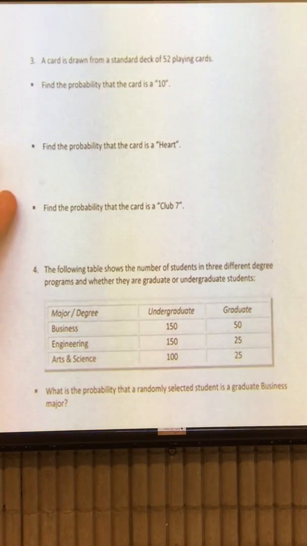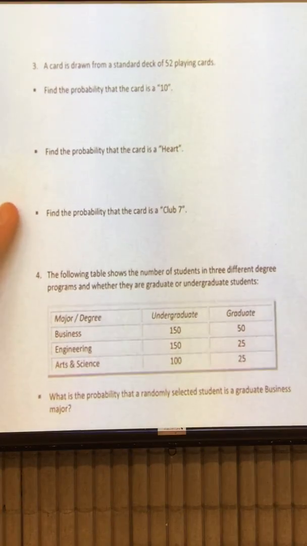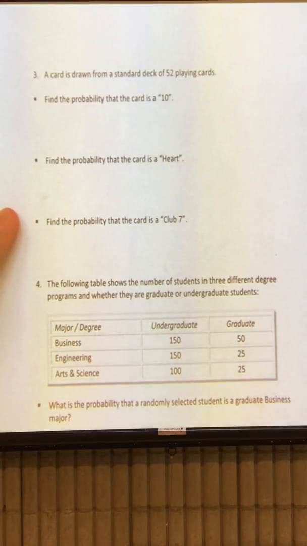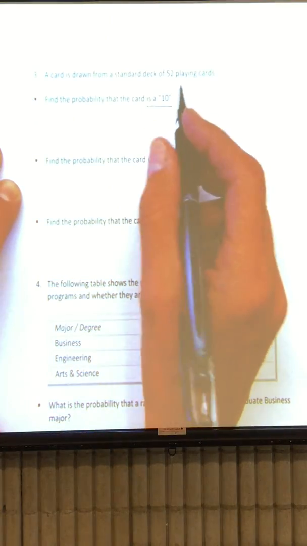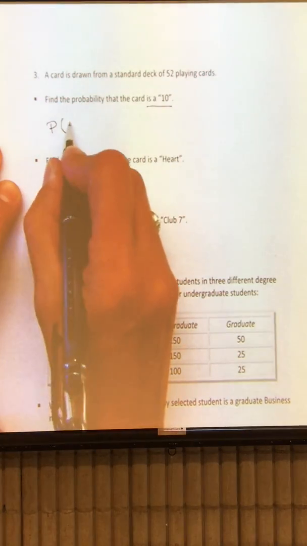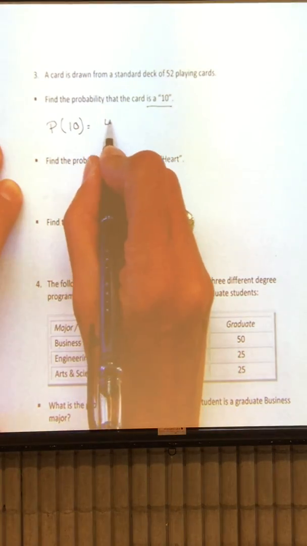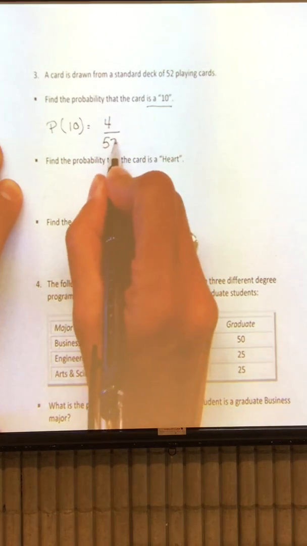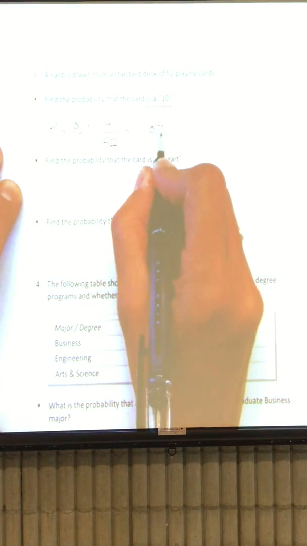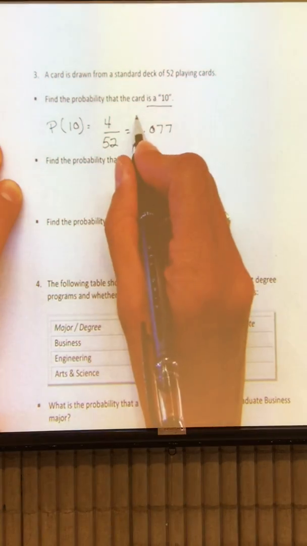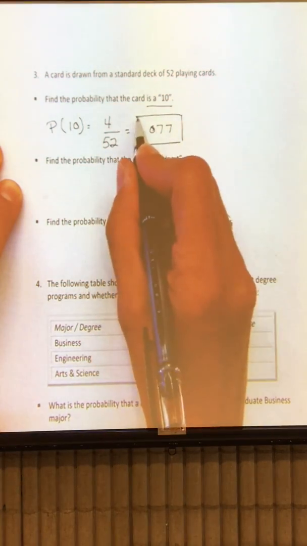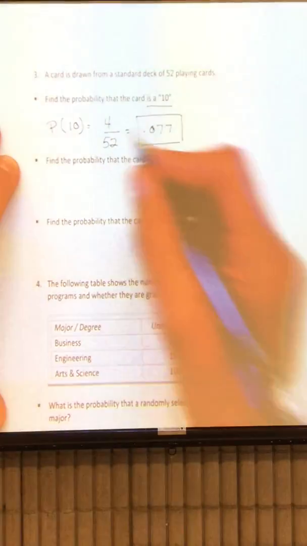Okay, now going to number 3. A card is drawn from a standard deck of 52 cards. Find the probability that the card is 10. So finding the probability that the card is 10, you only have 4 cards that are 10, 4 over 52, which is equal to 0.077. Again, remember you have 2 black cards, 2 red cards, which makes it 4.